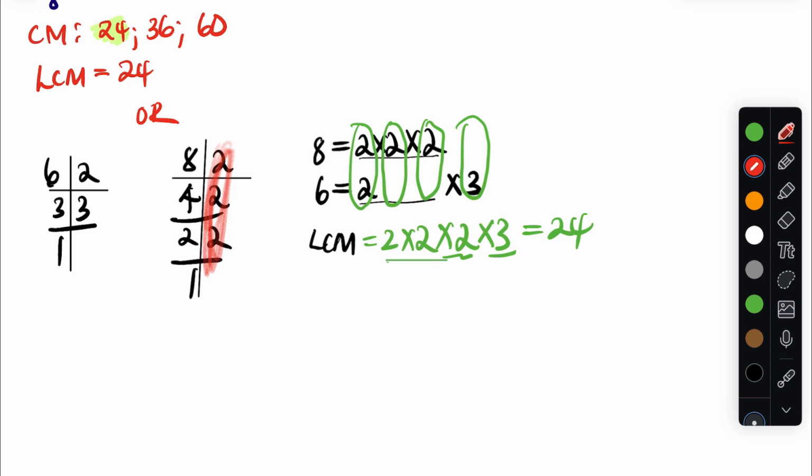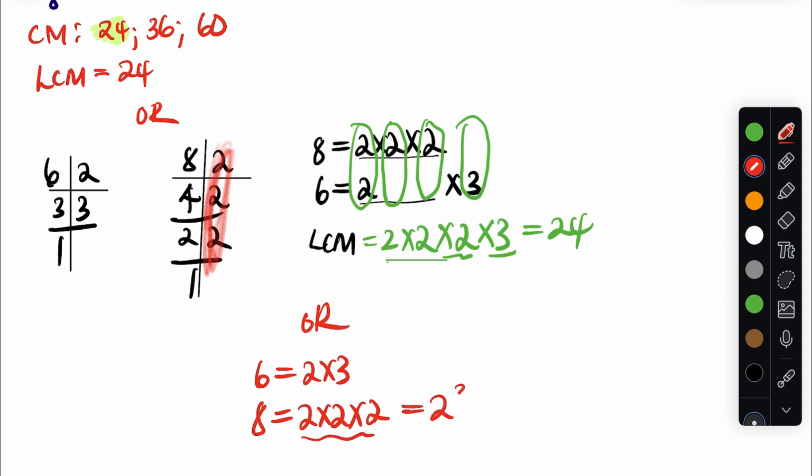Okay, let's look at it another way using the ladder as well. Alternatively, what you can do here, you can start with 6 or 8. Okay, let's say alternatively, it's 6. The prime factors for 6 are 2 times 3. And then for 8, it's 2 times 2 times 2. To put this in exponential form, it's going to be 2 to the power 3. Here you just have 2 times 3. They have power 1 there.